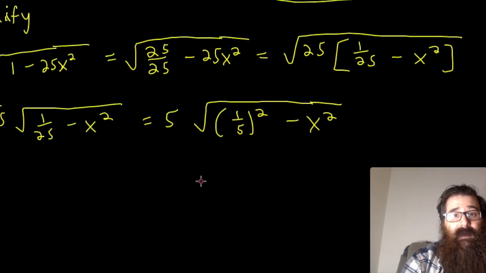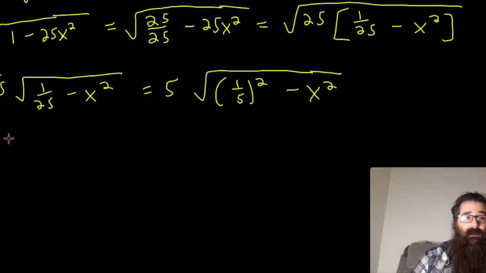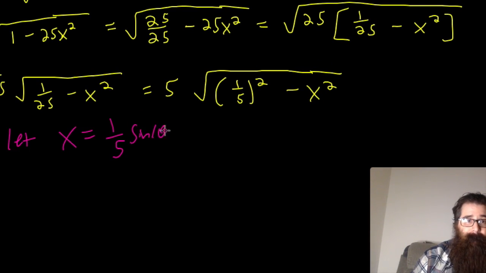So let's go ahead and mention it. We'll say, okay, our substitution should be, let x be equal to 1/5 sine theta. I also need the derivative. Get it right out of the way.